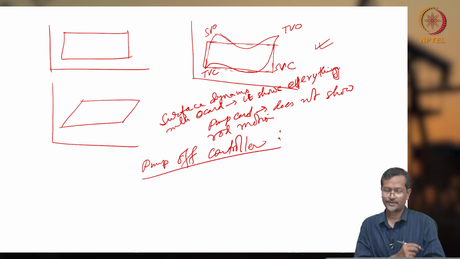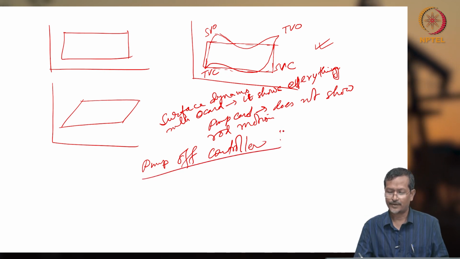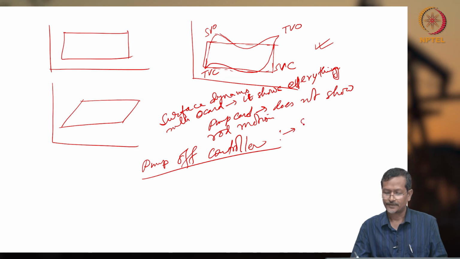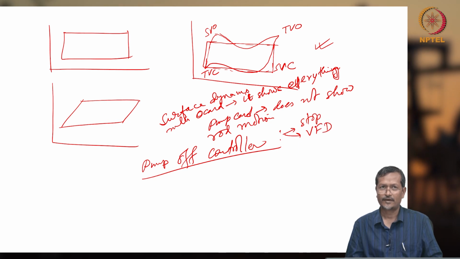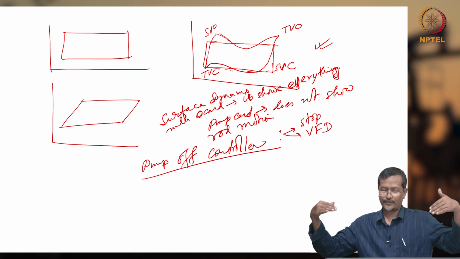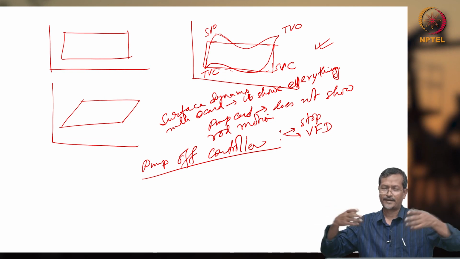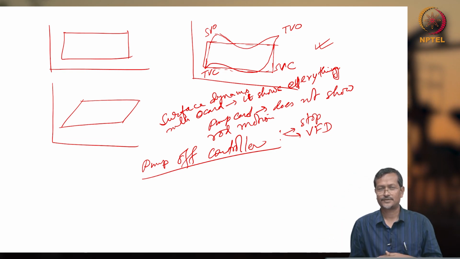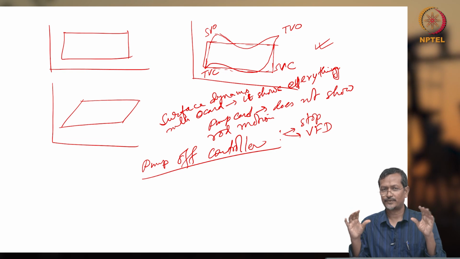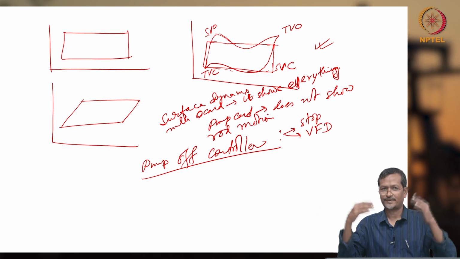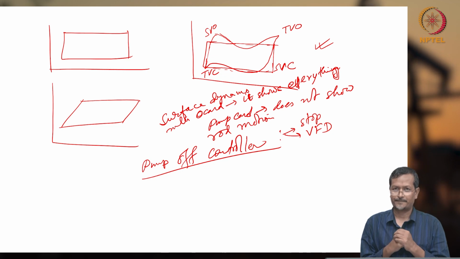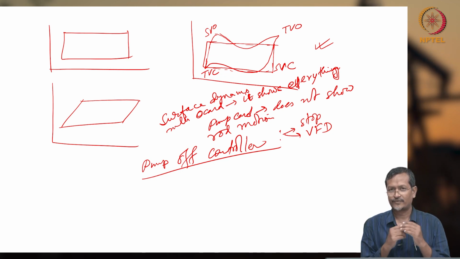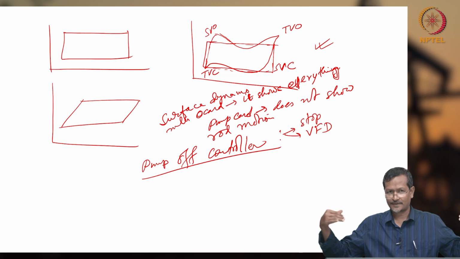So the pump off controller's task is that it will stop the pump or use a VFD. Say you have a very low amount of liquid coming, let's say 10 barrels per day, and you are trying to pump 20 barrels per day. That means there is some gap between supply and delivery, right? So demand and supply.